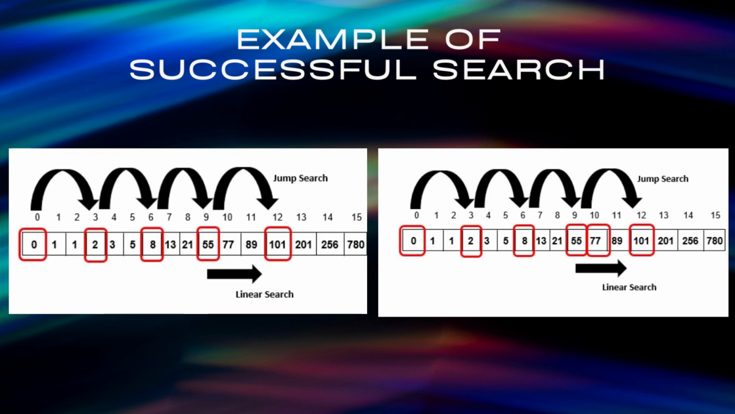77 is still greater than 55, so we will still move to the next block. Moving on to array[12], in this case the array value is greater than the item, so it will scan the block element by element. It will first scan array[9], but it is not equal to the item, so we move to the next element, array[10]. 77 is equal to the item. So index 10 is printed as the valid location and the algorithm will terminate.